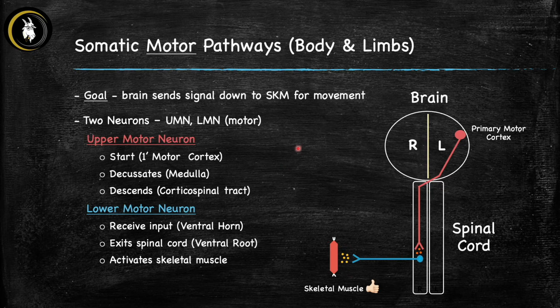So a quick recap, the somatic motor pathway sends the brain signal down to skeletal muscle for movement. It's known as the two neuron system. There's an upper motor neuron and a lower motor neuron. The upper motor neuron starts in the brain in the primary motor cortex, and as it's leaving the medulla, it crosses over to the contralateral side, travels down the spinal cord in the corticospinal tract. It synapses with the lower motor neuron at the ventral horn. That lower motor neuron exits the spinal cord at the ventral root, and then it activates the target muscle.